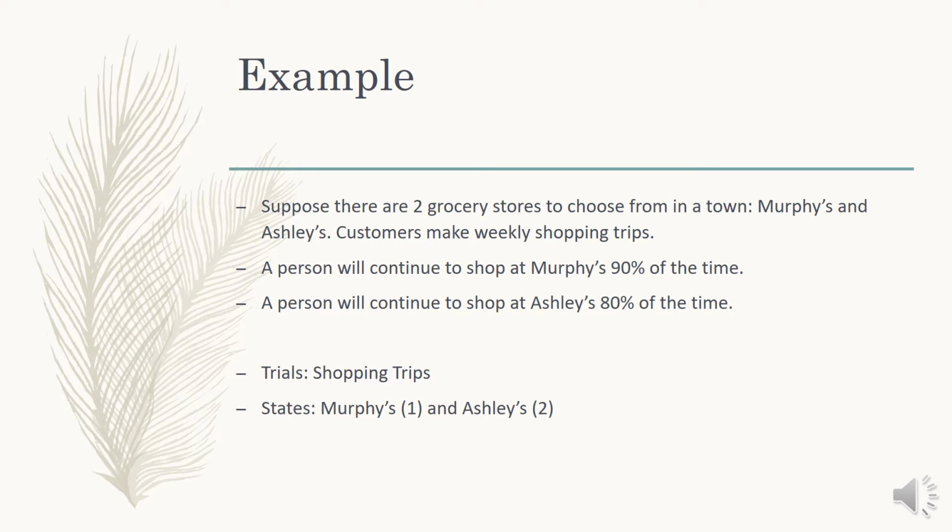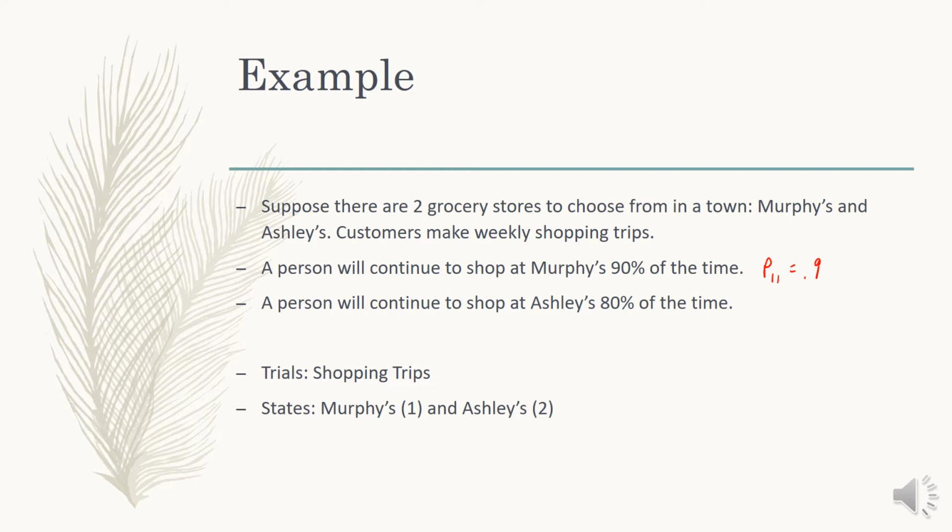The example that we're going to look at is we're going to suppose there are two grocery stores in a town. There's Murphy's and there's Ashley's. Customers are going to be making weekly shopping trips. A person will continue to shop at Murphy's 90% of the time. So just from this second bullet point here, and we haven't numbered them yet, but we're going to number Murphy's as number 1. The probability of going to Murphy's and staying at Murphy's is 0.9.